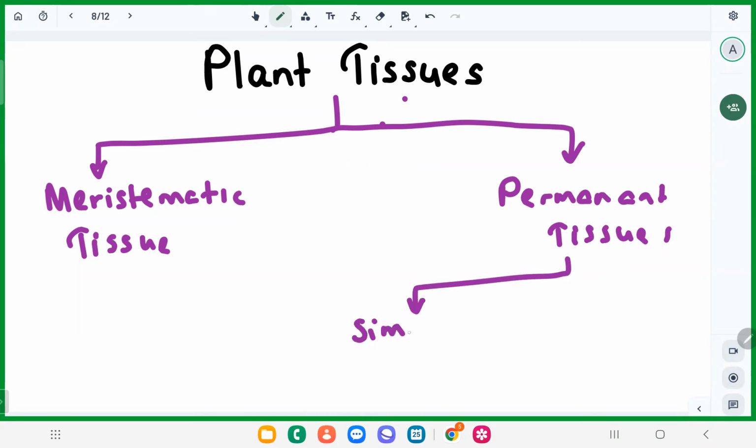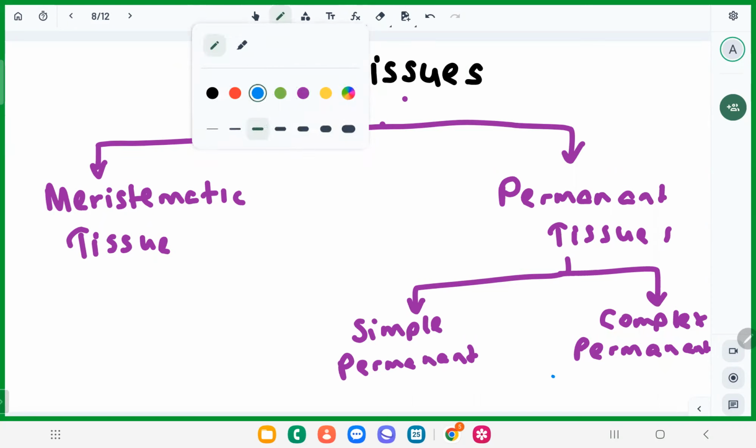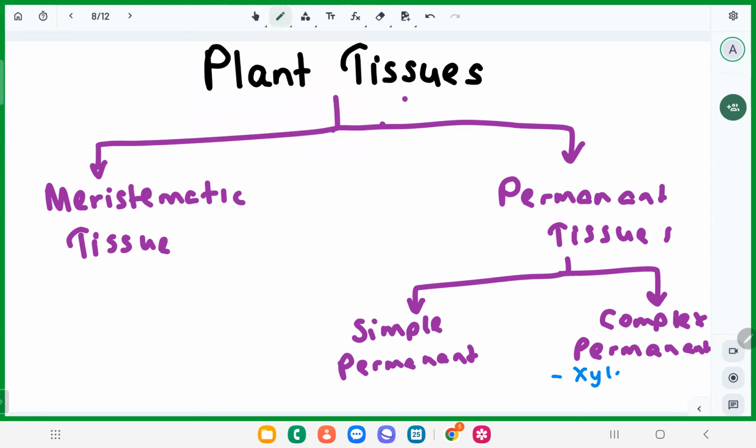All right. Now, I explained what complex permanent tissues are in the previous video. The complex permanent tissues are basically the tissues that are made up of many different types of cells. In our syllabus, we have to learn about two complex permanent tissues, the xylem tissue and the phloem tissue. So when I say xylem tissue and phloem tissue, what exactly do these two tissues do in a plant? I'm going to make a quick drawing here of a plant.